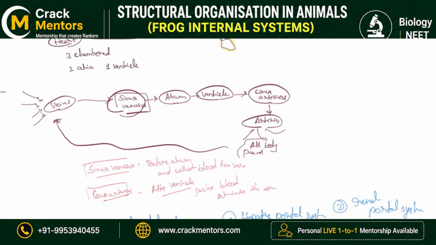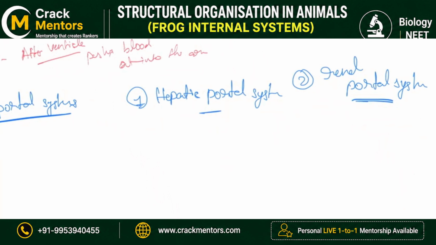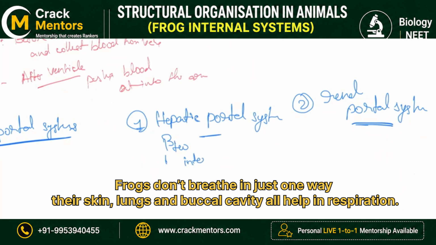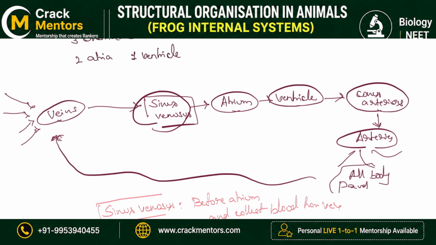What is a hepatic portal system and what is a renal portal system? Hepatic portal system is a circulatory system that is specialized between intestines and liver. Hepatic portal system seen in the heart of a frog.